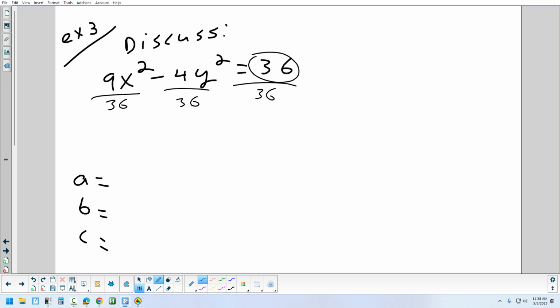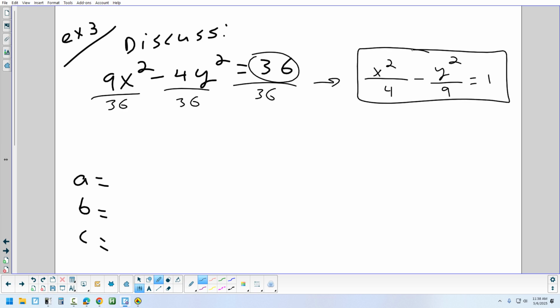And not always, but a lot of times the numerators will cancel into the denominator, so you'll get a nice answer. So your new equation is x squared over 4 minus y squared over 9 equals 1. Okay, that's what you want to work with.